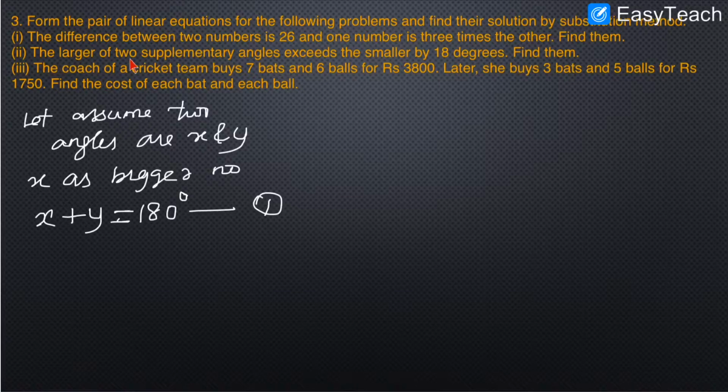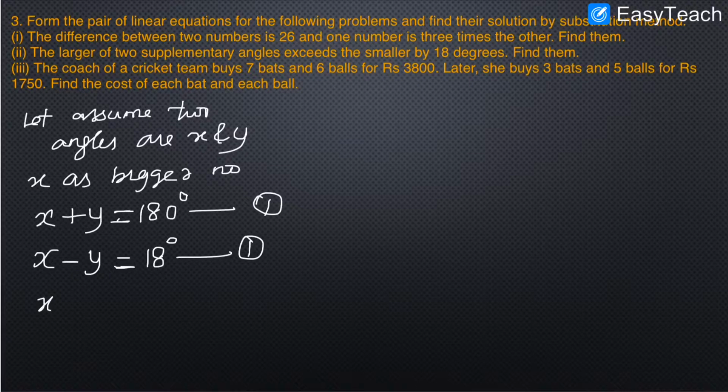The scenario is: the larger of two supplementary angles exceeds the smaller by 18 degrees. So here the larger angle is x, the smaller angle is y. If you subtract these two, the answer is 18 degrees. Which means the larger angle x exceeds the smaller angle y by 18 degrees. Okay, we found the two equations.